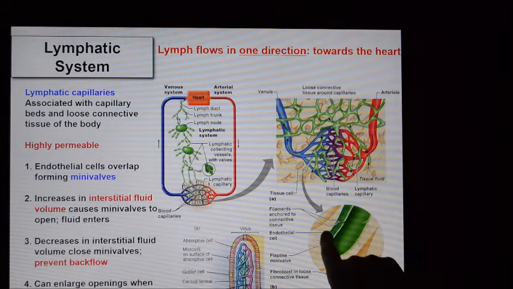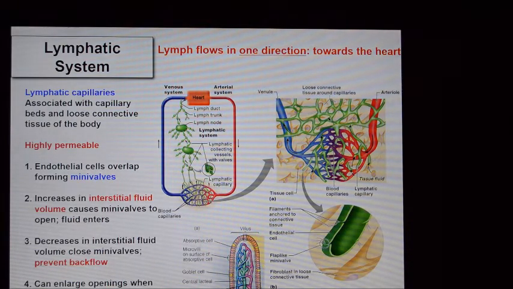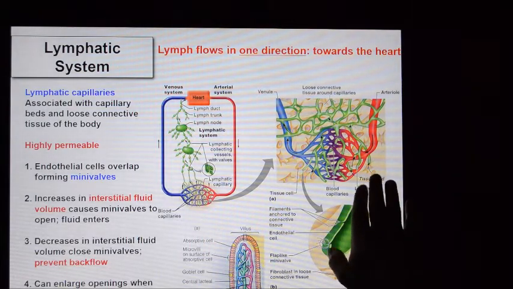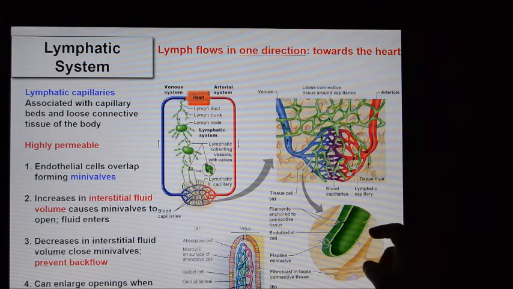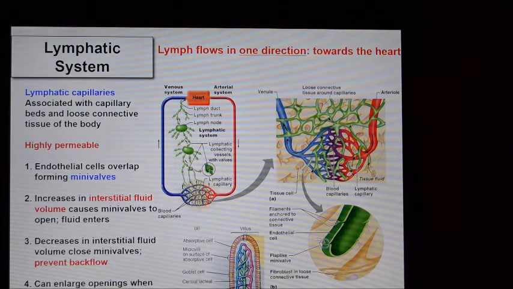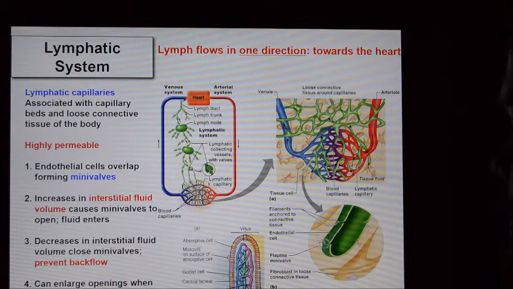So the pressure will push against this mini valve, open up the lymphatic capillary, and fluid goes into the lymphatic capillary, but then when the pressure comes off, the mini valve closes, and the fluid in the lymphatic system can no longer escape. It has to go through the lymphatic system all the way back to the heart. This is how we can guarantee that that fluid gets tested by your immune system to make sure that there's nothing there that's not supposed to be there.